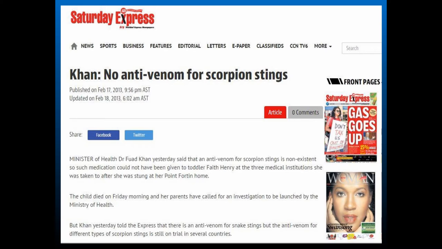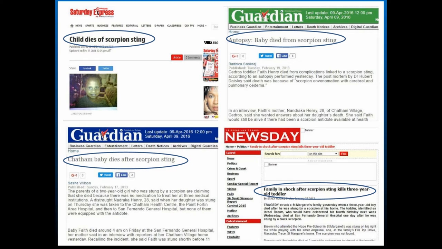For those who might be familiar with what takes place in the papers and what goes on around the country, scorpions do cause fatalities, especially to younger children and older persons, because they are a lot more susceptible. Healthy mid-range people can kind of fight it off, they're independent. But scorpions do cause fatalities and it's something of serious concern as well.